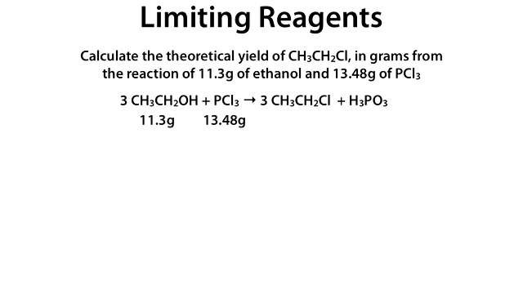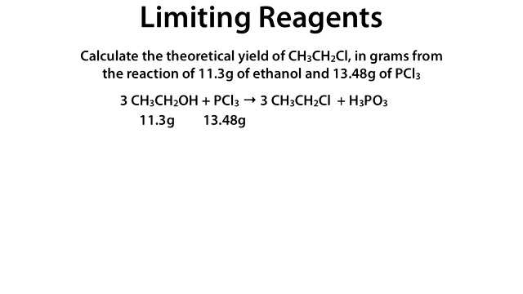So how do we even know this is a limiting reagent problem? We know this is a limiting reagent problem because we're given 2 distinct amounts of reactant. We're given 11.3 grams of ethanol and 13.48 grams of PCl3. If this was not a limiting reagent problem, then it would be indicated in the problem that one of the reactants was in excess. However, both reactants are given distinct limited amounts. So we automatically know from looking at the problem that this is a limiting reagent problem.